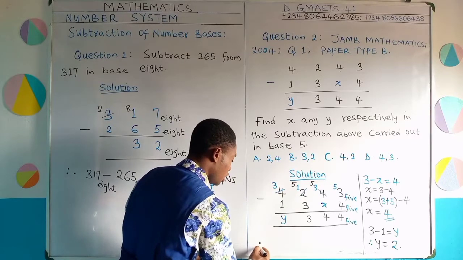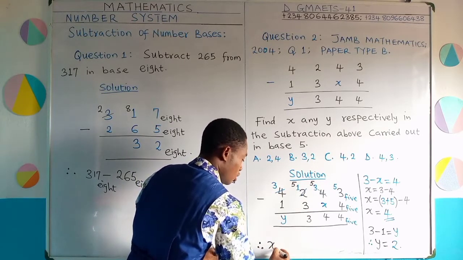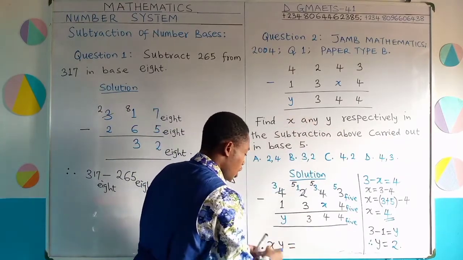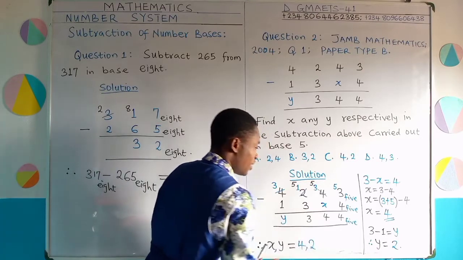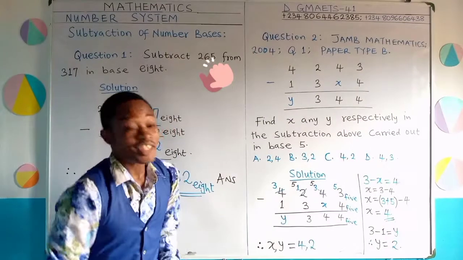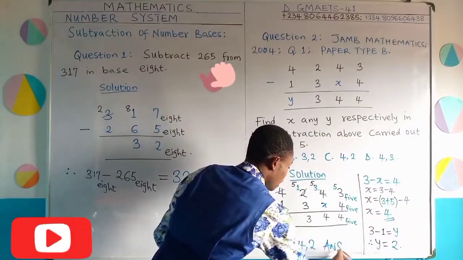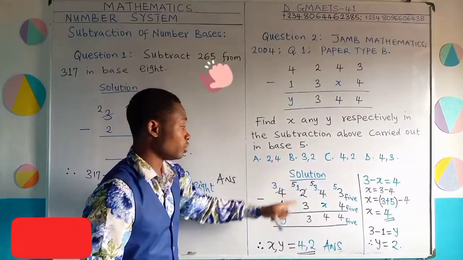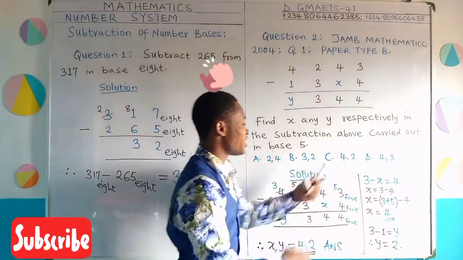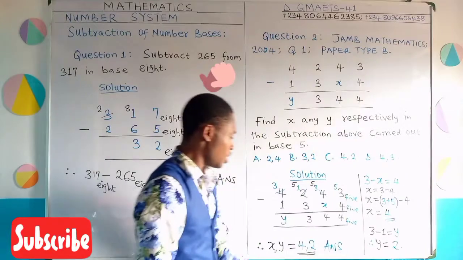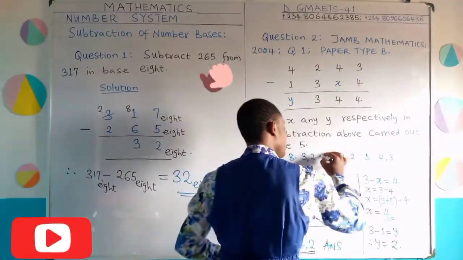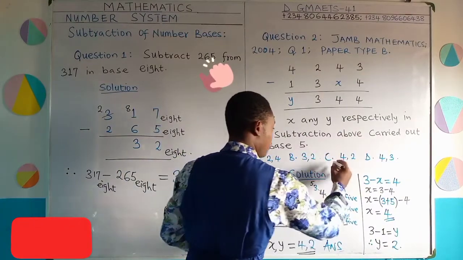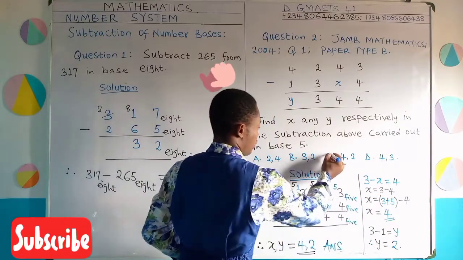Therefore, let me do the conclusion here. x, comma, y. Because that is what we are to get. x is equal to 4 and y is equal to 2. That is our answer. Good. Let us now go to the options and see if we have the correct option there. 4, 2 is our answer. So option A is 2, 4, no. Option B, 3, 2, no. Option C is 4, 2. And that is correct. So I'm going to come here and tick. The correct option is C. Let me tick from under. C is the correct option.